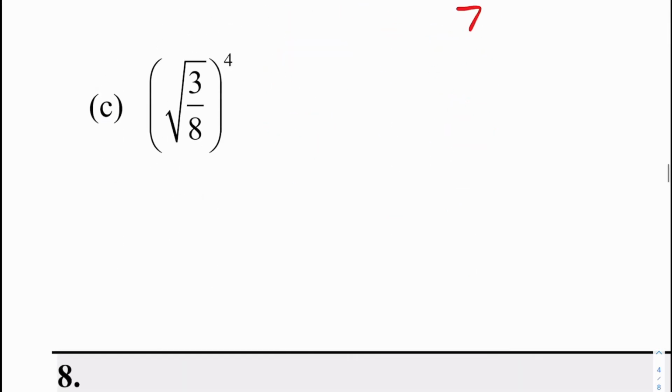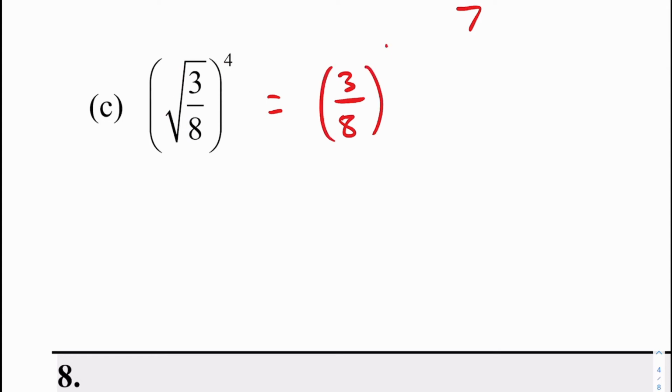Next question, we've got the square root of 3 over 8, and then it's all to the power 4. So for this question, we need to rewrite it first of all. So our 3/8 is the base essentially, and that stays the same. But then we can rewrite the square root in this form.